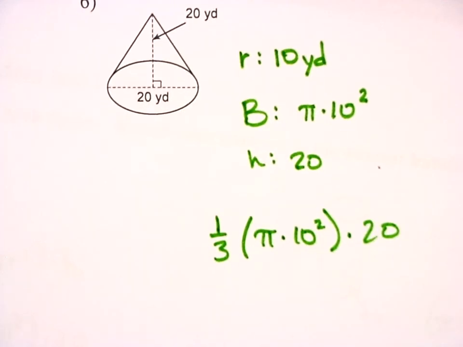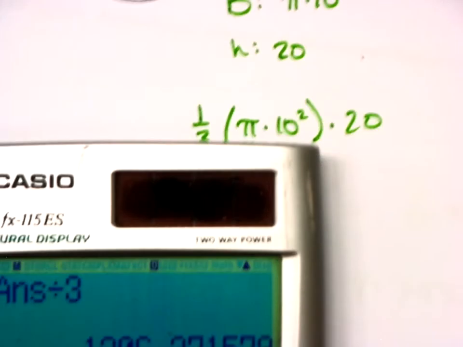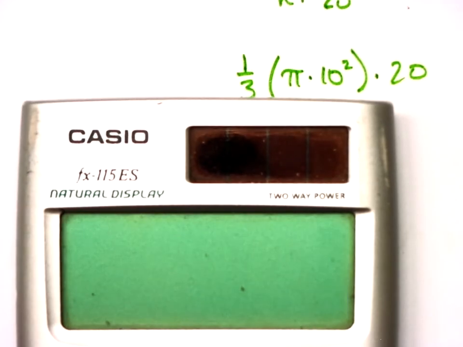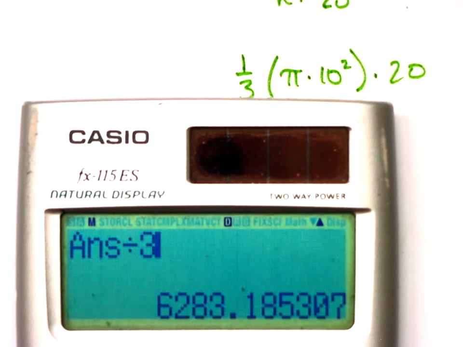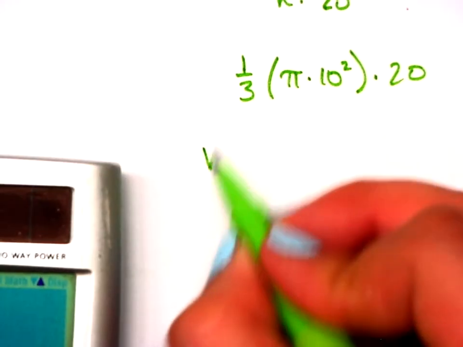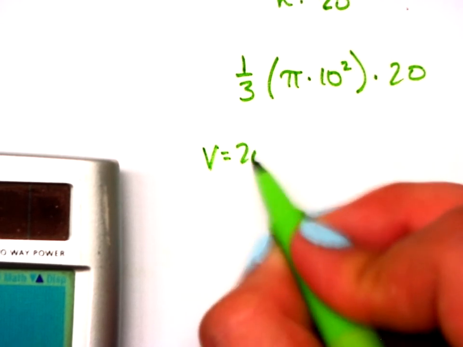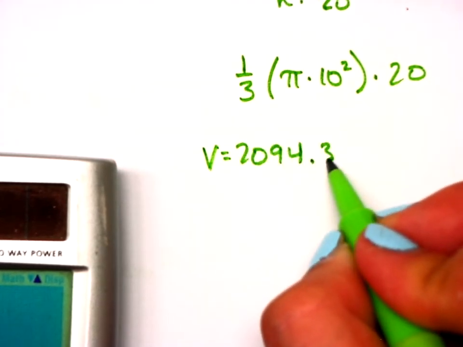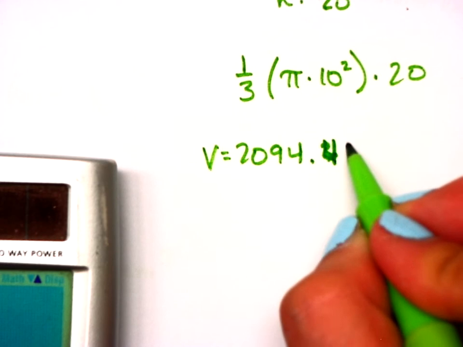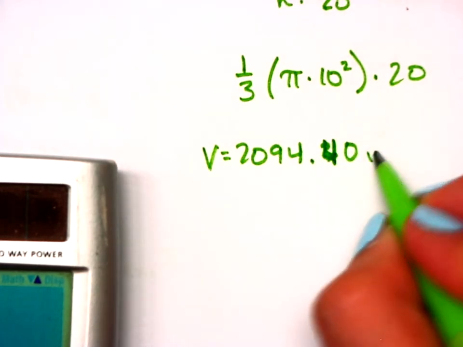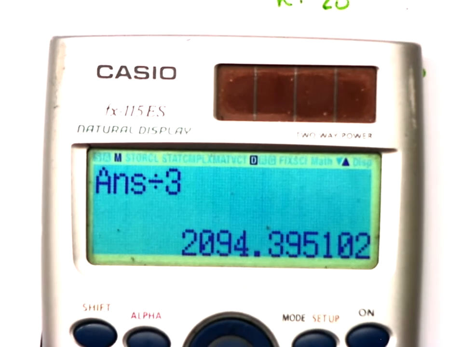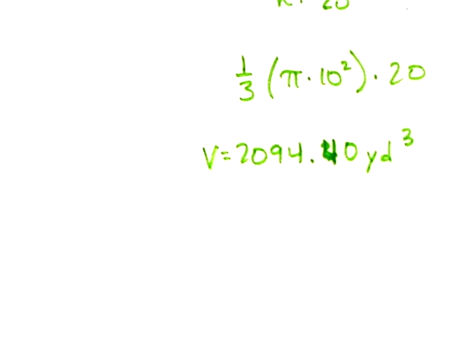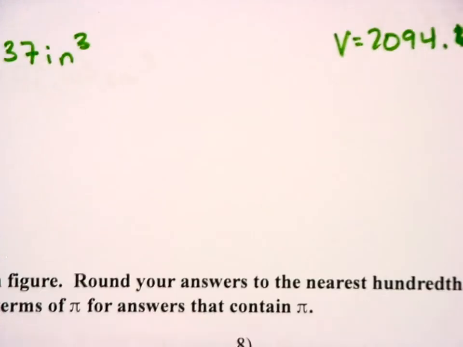Now I'm ready for my calculator. Okay, so I've got 10 squared, that's 100. So I'm going to do pi times 100, and then times 20, and divide by 3 because it's 1/3. That makes my volume 2,094.40, since we're going to round it, and then yards cubed. So I rounded that to 0.40. Make sure you do that. Okay, last two we are going to have in terms of pi.